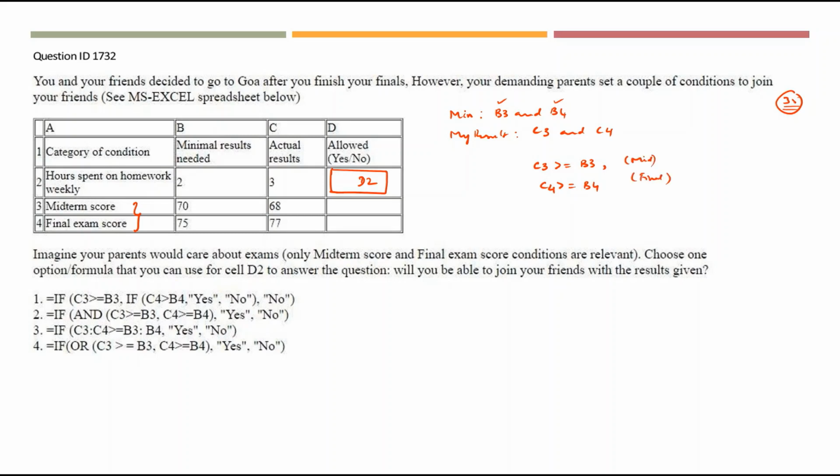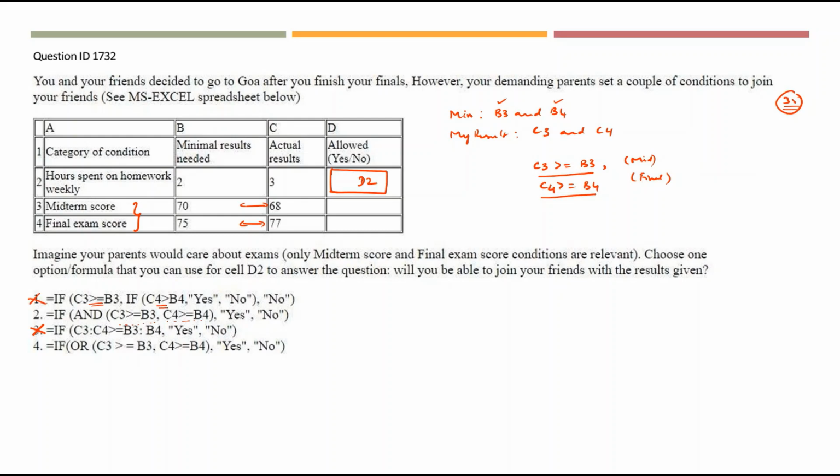Just check whether these two expressions exist in any of the options. You have to check separately. C3 has to be checked with B3 and C4 has to be checked with B4. In that case, the third one is wrong. And in the first option, this is actually greater than or equal to, but here it is just greater than, so we'll remove this.